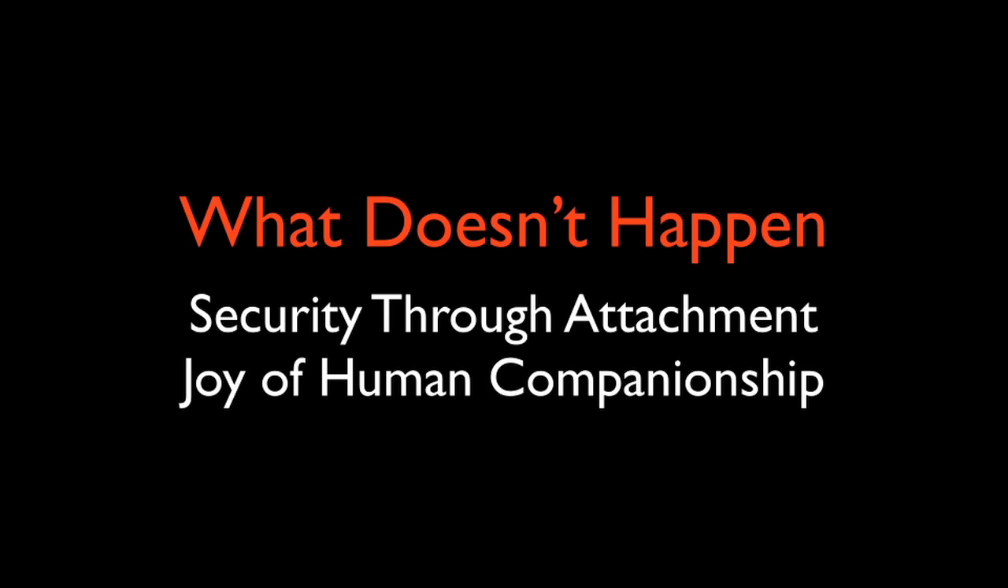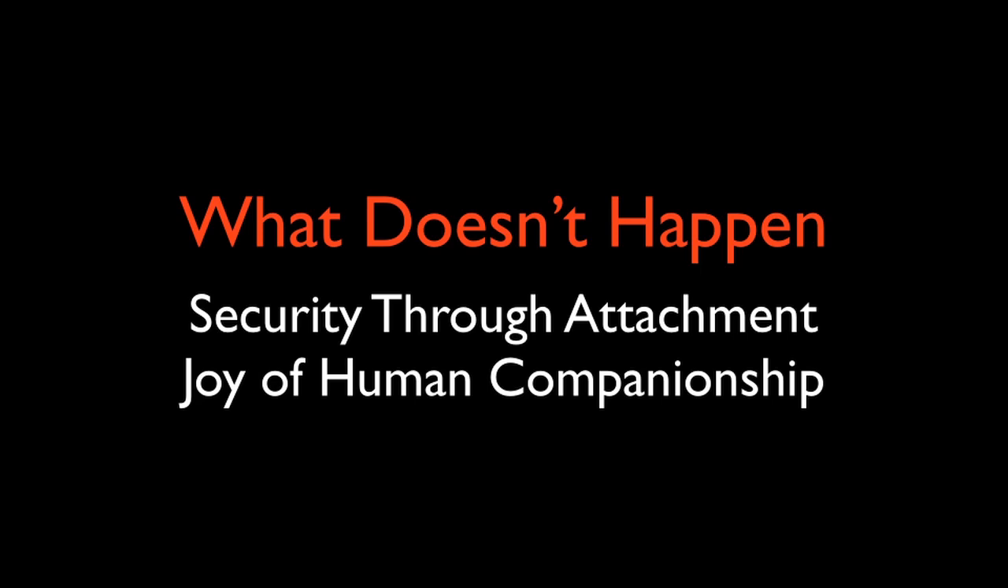But what's sort of a hidden part of the story is what we might call what doesn't happen when children are raised in homes where there's multiple adverse experiences. And what doesn't happen is children don't have an opportunity to experience the security that comes through an attachment relationship with a caring adult.